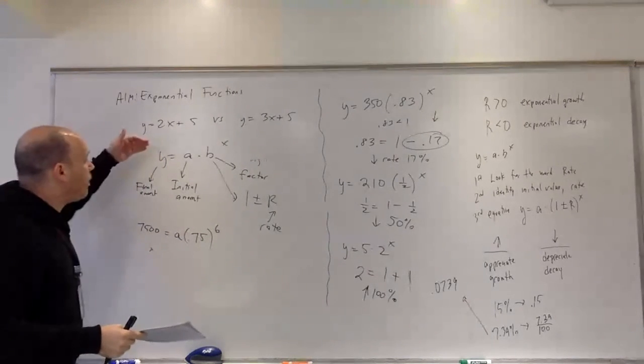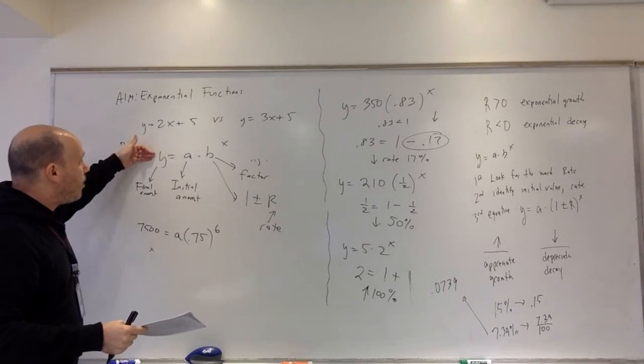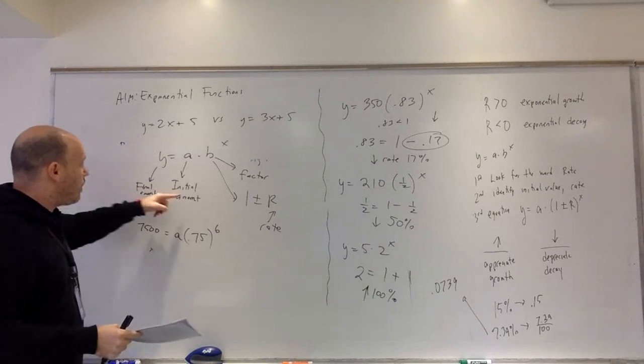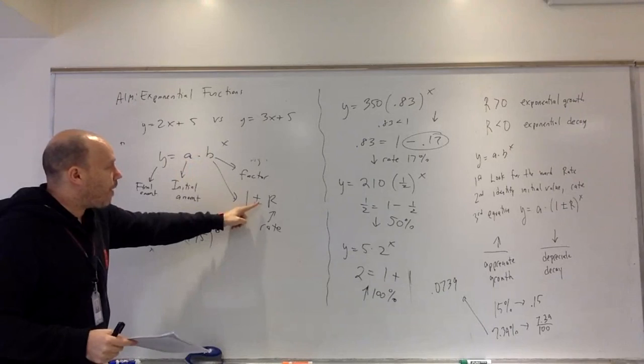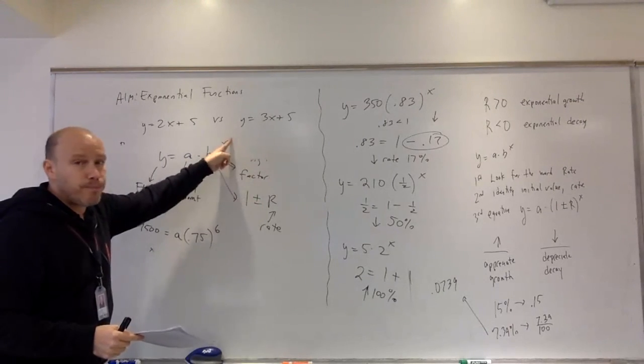So once again, it always comes back to y equals a times b to the x. Final amount is equal to the initial amount times the growth factor, which is 1 plus or minus r, to the time. Good.